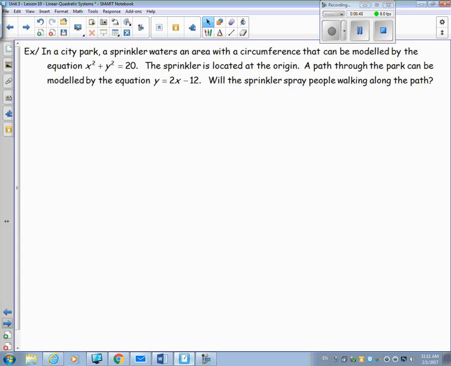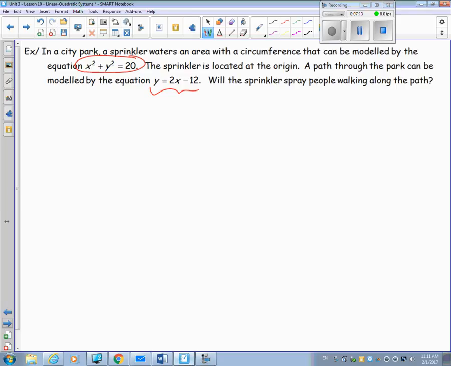Okay, let's look at some word problems, some applications of this. Where do we come across systems of equations? So in a city park, a sprinkler waters an area with a circumference, so a circle, that can be modeled by this equation. X squared plus y squared is 20. The sprinkler is located at the origin. The path through a park can be modeled by an equation y equals 2x minus 12. A second one, a line.